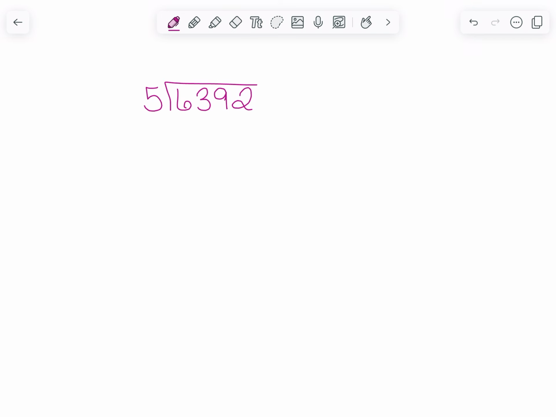As another example, consider 6,392 divided by 5. We start by seeing how many times we can divide 6 by 5. Since 5 times 1 is 5, we write the 1 at the top and subtract the 5 to see that we are now going to have 1 left over. And we bring down the next digit. So next we want to know 13 divided by 5.